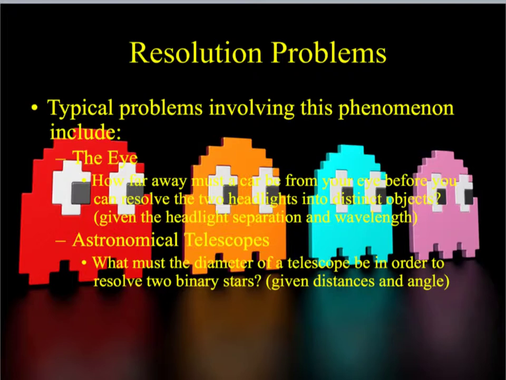When we're looking at other types of problems, when you're talking about telescopes, they might ask you to find the diameter of a telescope required to resolve two binary stars, and it would give you distances and angles and things like that. So those are the kinds of things you'll have to try and solve for using your knowledge of resolution.